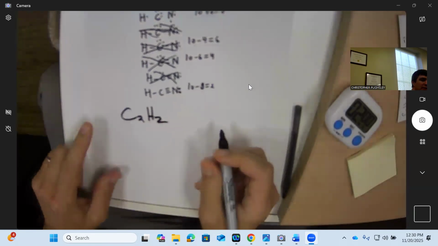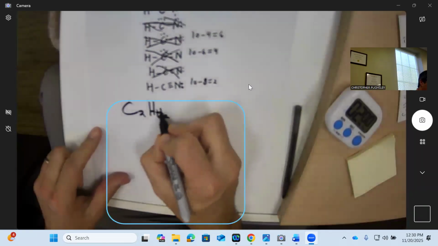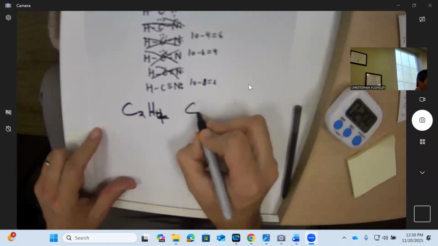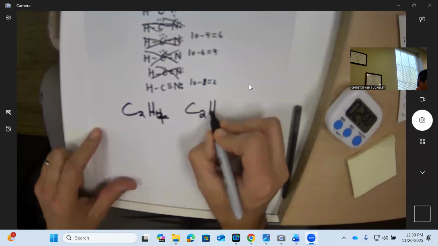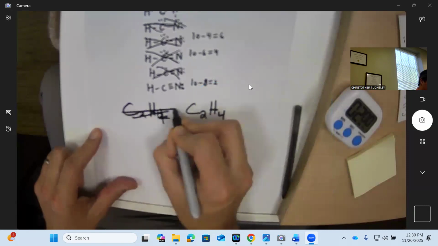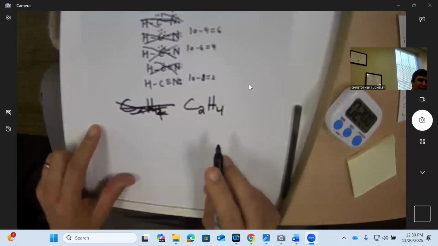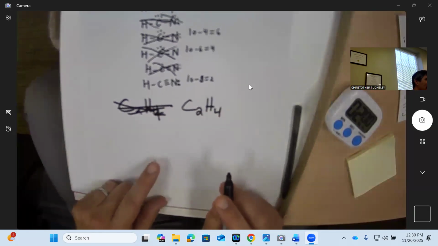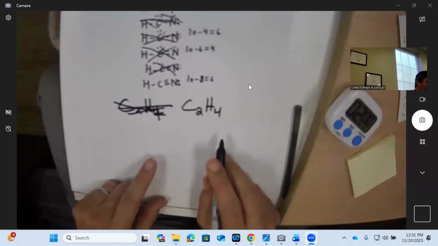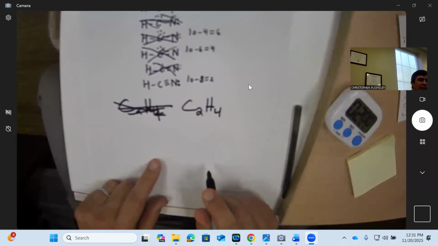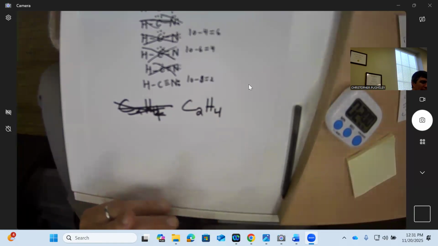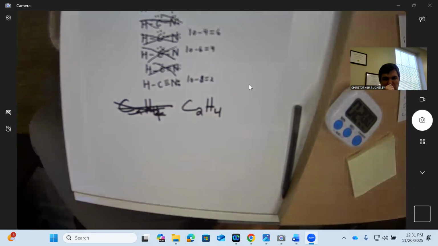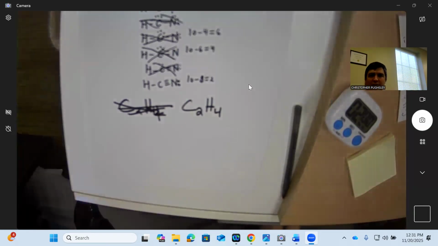C2H4. Excuse me, that's acetylene when I did C2H2. This one is C2H4. You're going to do it on that same slide, or you can do it on a sheet of paper. I don't care, I just need to see it. I'm going to give you a couple of minutes to do this right now. I'm going to pause the video. If you're watching this on video, pause the video and do this also.